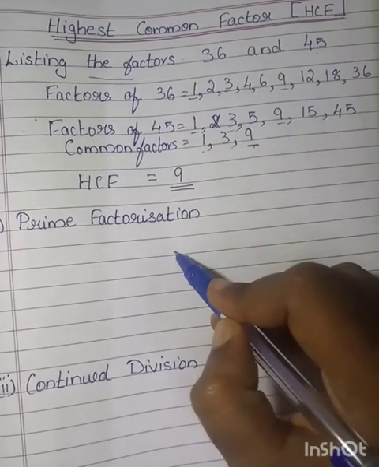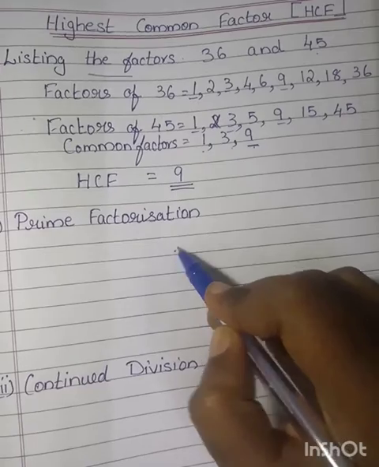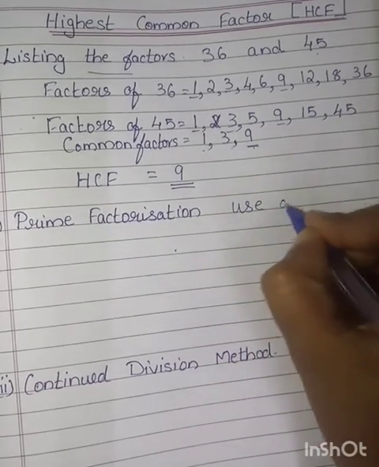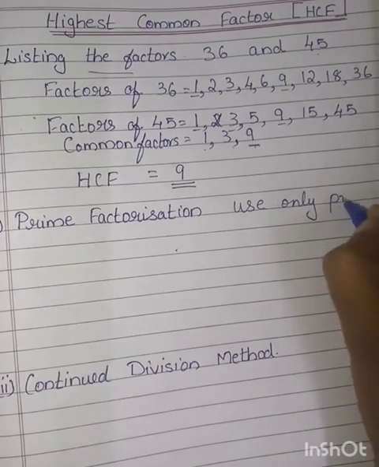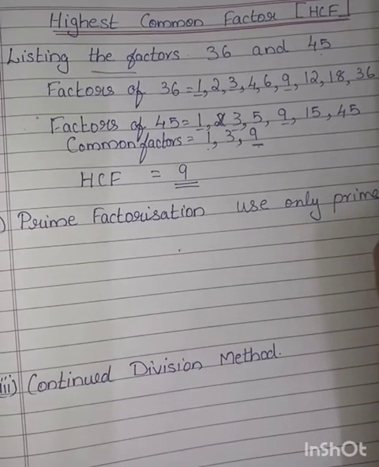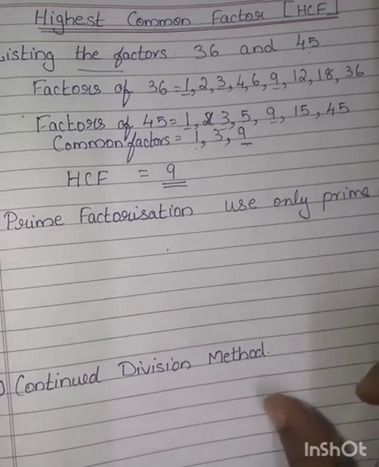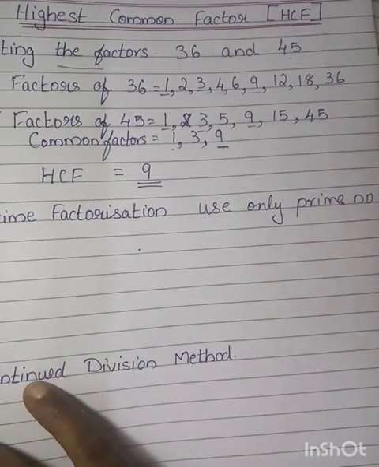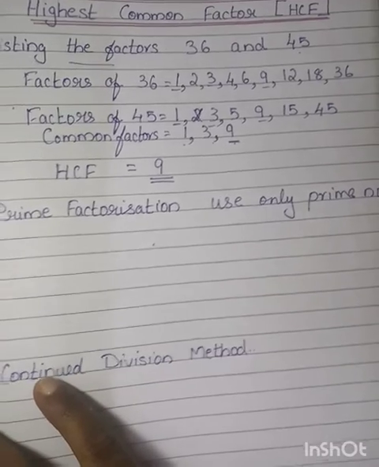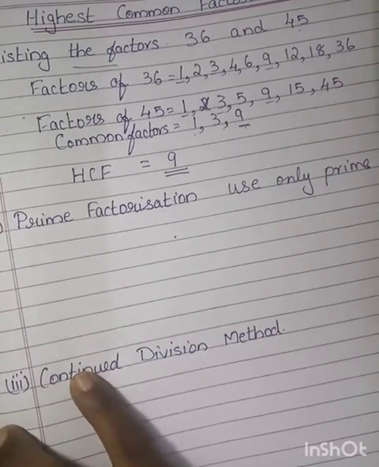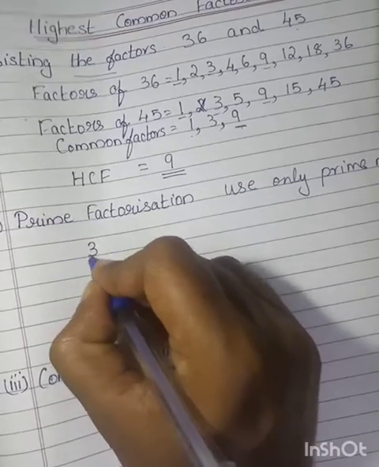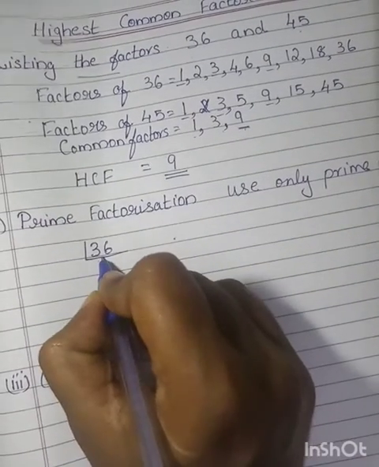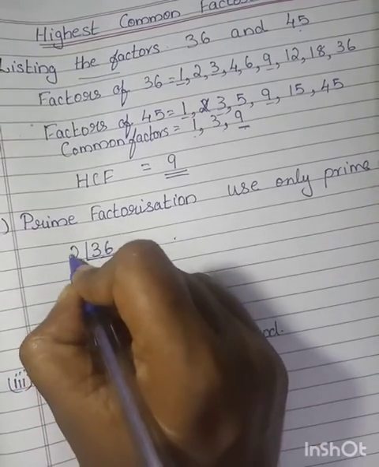Now let us move on to the prime factorization method. Prime factorization method means you have to use only prime numbers. Prime number means the number which has only 1 and that number itself as the factors. So let us do it for 36 first. Since 36 is an even number, we can take the prime number 2.